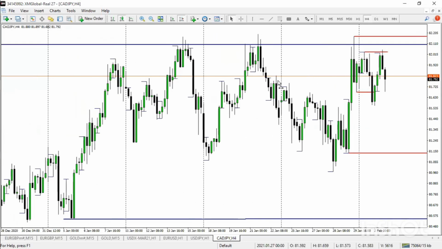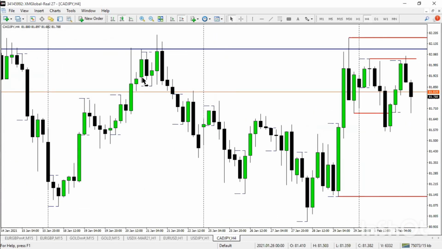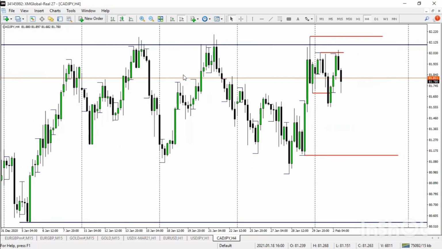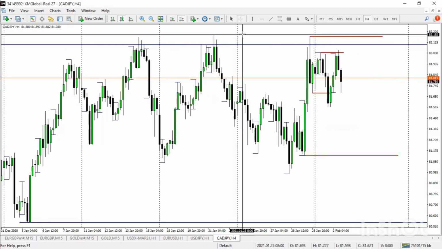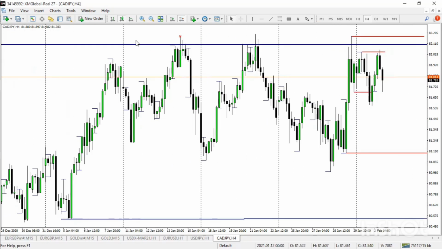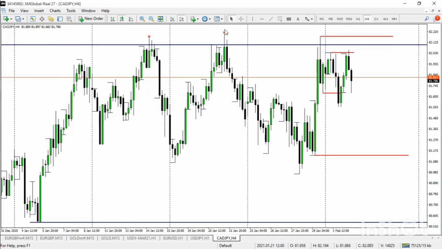Okay. 4 hour, where is the liquidity? There was this one here. They took, okay, no, overall, we have this buy side liquidity here. We have this long-term buy side liquidity, this one here. This high, and this high. That's the higher time frame liquidity.